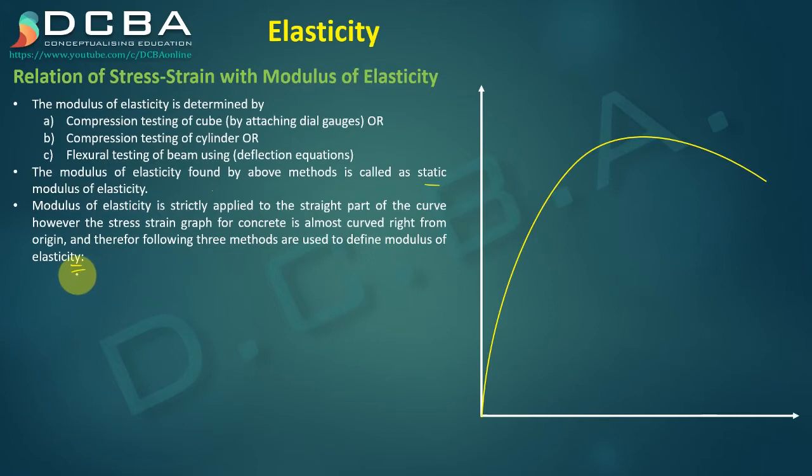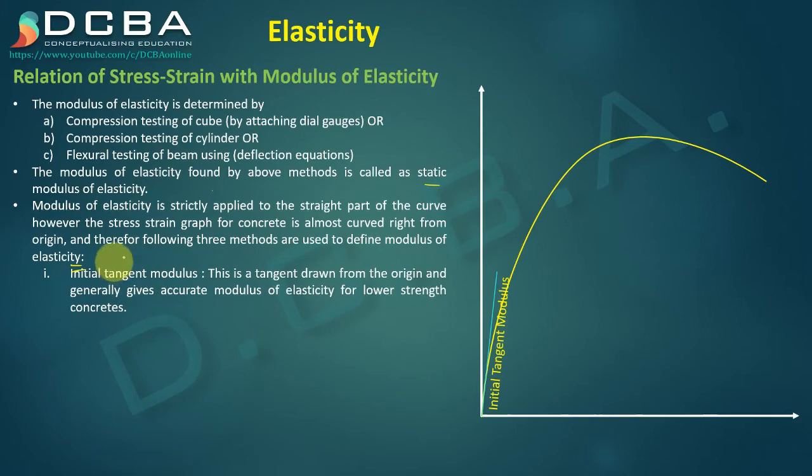So as I told you, in steel it is easier to find the modulus of elasticity because it has a straight line till the elastic point, so we can take the slope. But in this you can see that there is almost no straight line, it's curved from the very beginning. So how to find the modulus of elasticity?